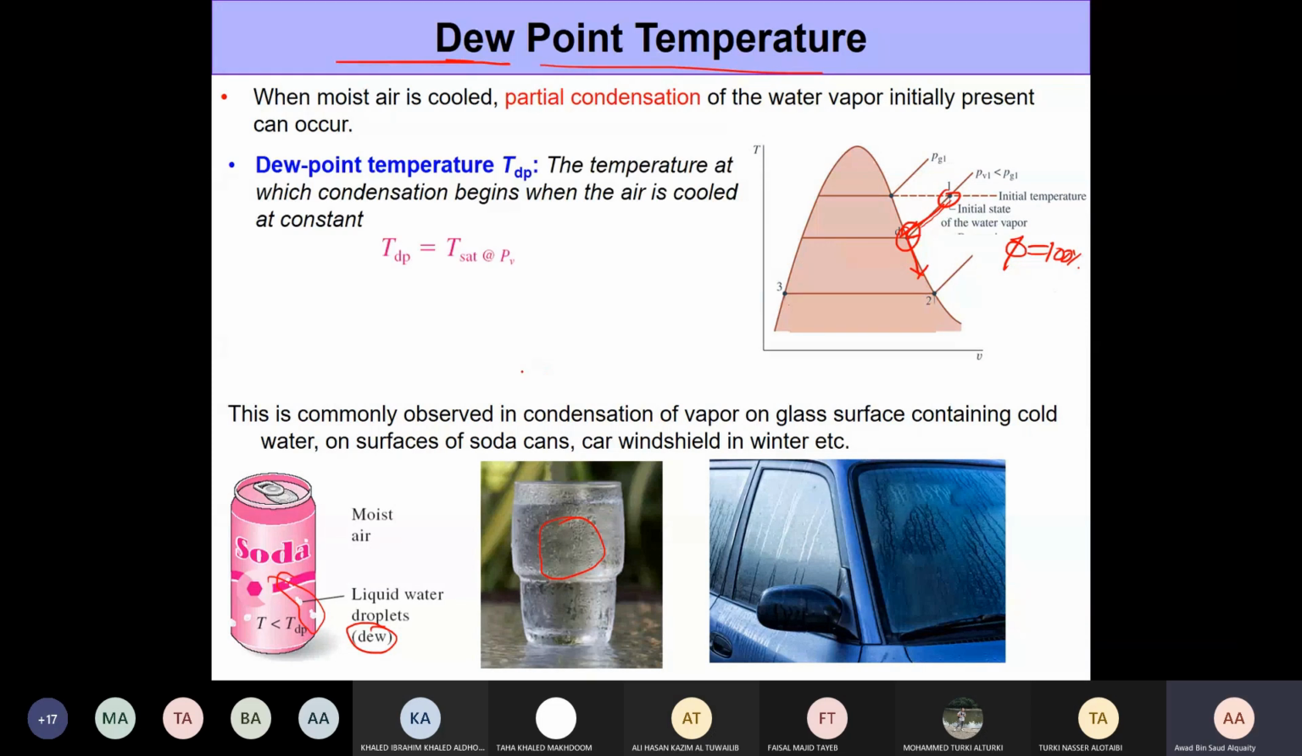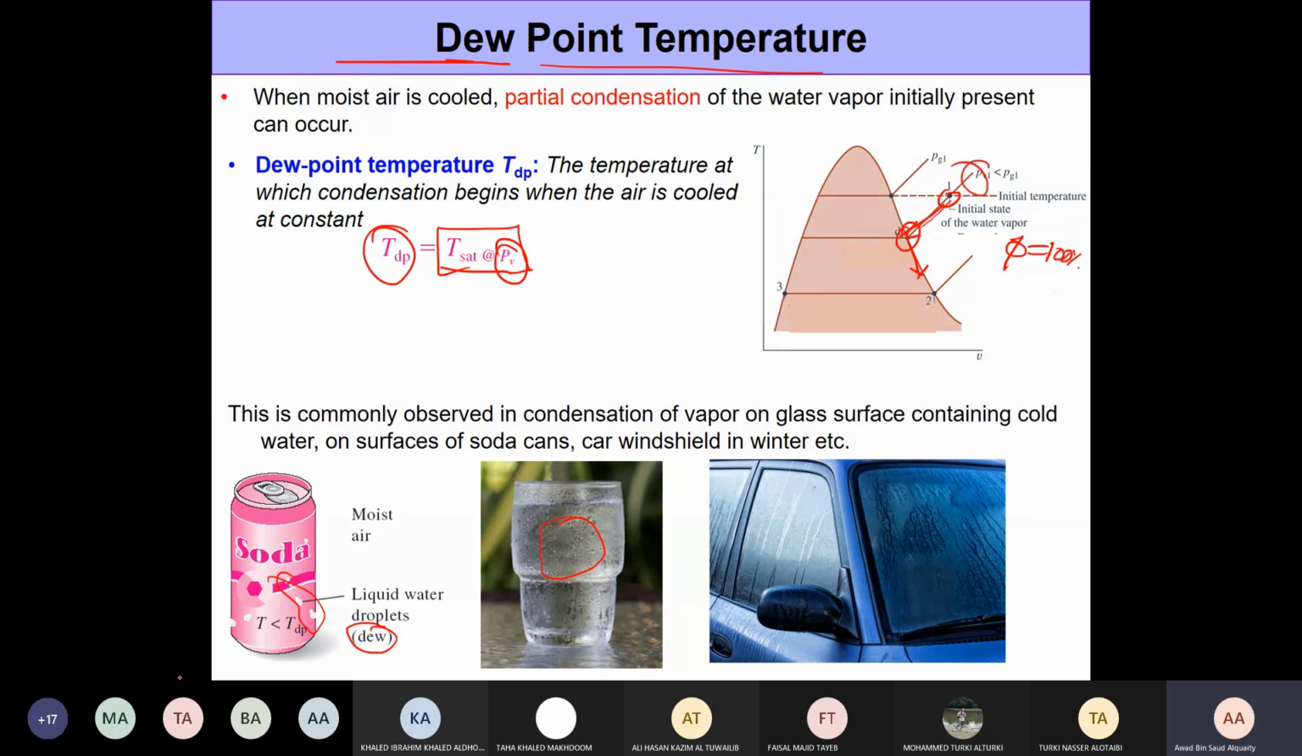Now, the temperature up to which you can cool the air without condensation, or the temperature at which the condensation begins to occur, is what's called the dew point temperature. In really simple terms, it's nothing but the saturation temperature at the partial pressure of the vapor, at PV, that you already know of.